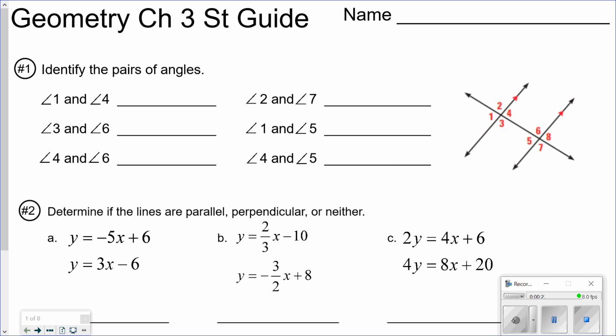All right, so let's start with question number 1. Identify the pair of angles. So we have angle 1 and angle 4. Those are vertical angles. Now let's look at angles 3 and angle 6. These would be alternate interior angles.